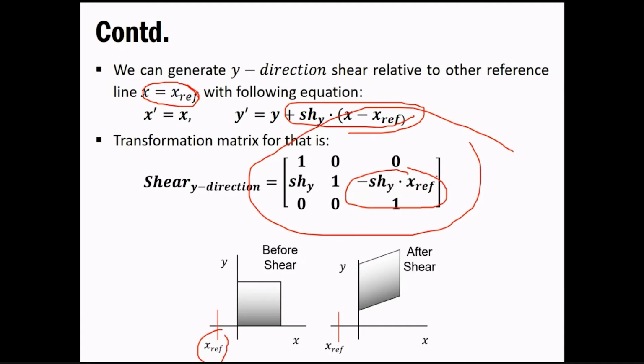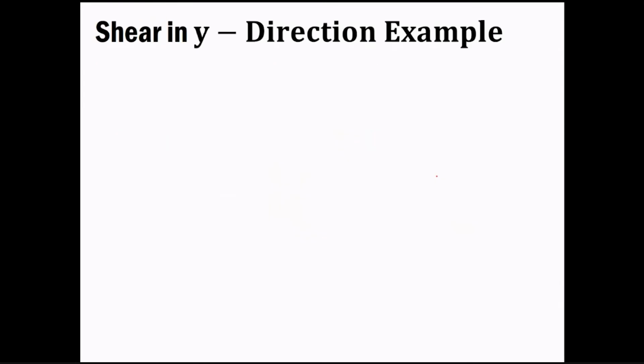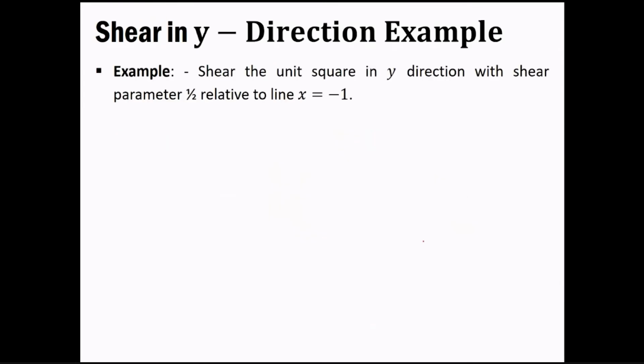Okay, and going in this direction, that is the Y direction, what we'll be getting is this thing. So what it says is here the unit square in Y direction. One thing is given to you in Y direction, this shear parameter 0.5 relative to the line x equal to -1. Don't make this mistake in the exam. Try to understand the question first of all and then go ahead.